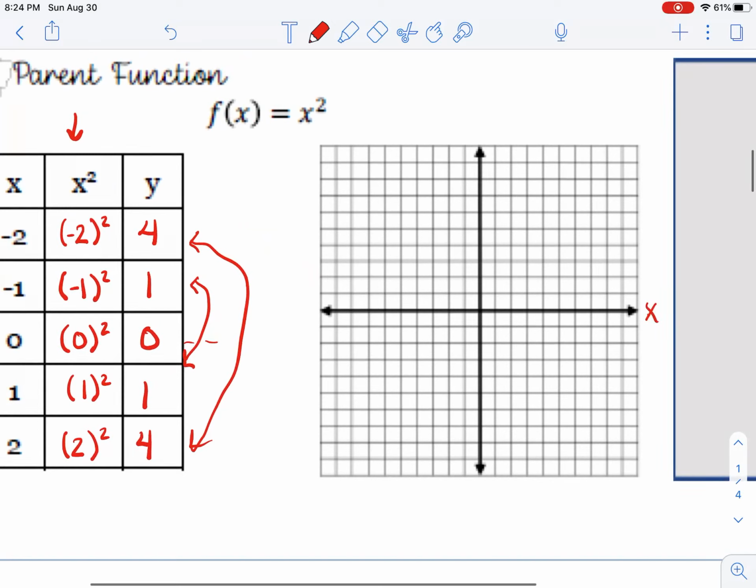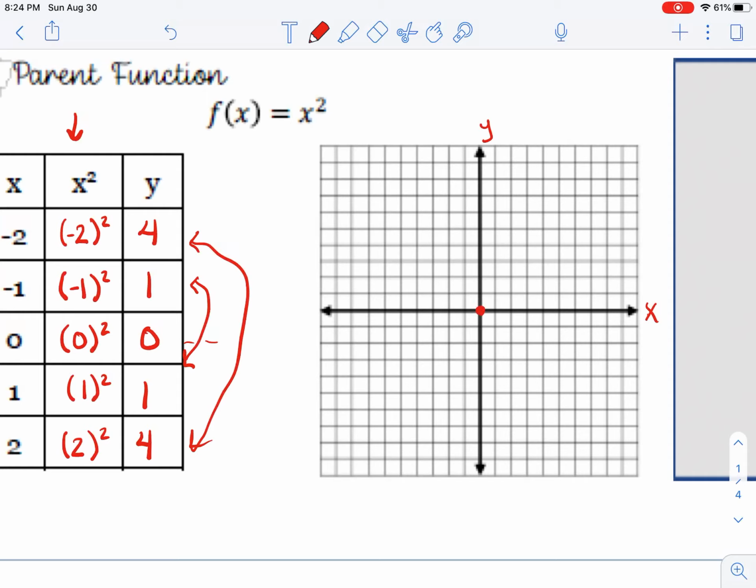So when we graph this, as long as you're counting by ones, I'm okay if you don't label your x's and y's. But if you choose to count by something different to make the viewing window better, that's fine. You just need to tell me you need to label them so I know what you're counting by. But in this case, I'm just going to count by ones.